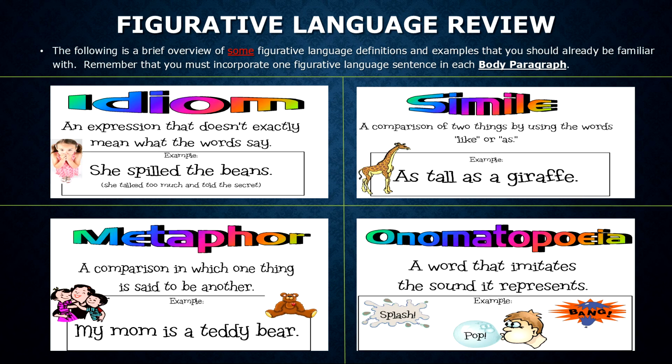Simile: a comparison of two things by using the words like or as. Example: as tall as a giraffe. Metaphor: a comparison in which one thing is said to be another. Example: my mom is a teddy bear.